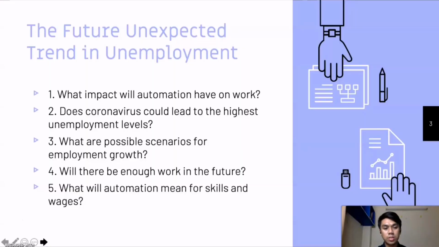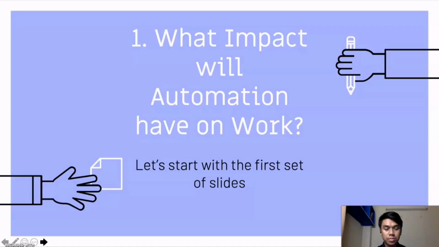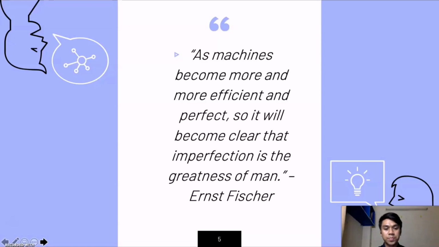This is the topic that I will cover in my presentation. First, what impact will automation have on work? Second, could coronavirus lead to the highest unemployment levels? Third, what are possible scenarios for unemployment growth? Fourth, will there be enough work in the future? And the fifth, what will automation mean for skills and wages? First, what impact will automation have on work? Let's start with the first set of slides.